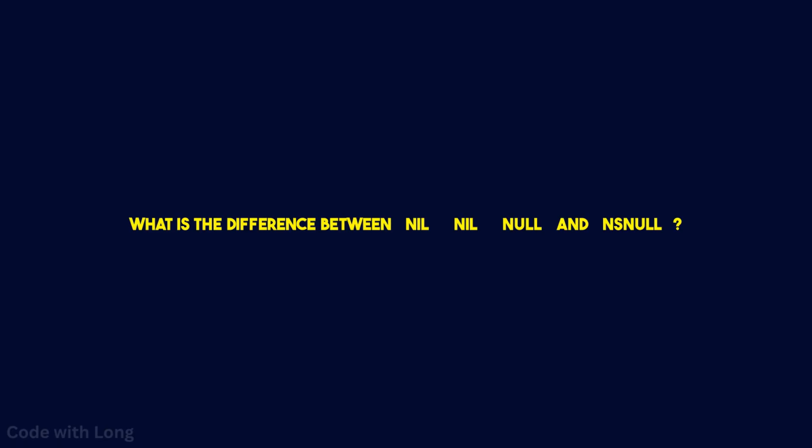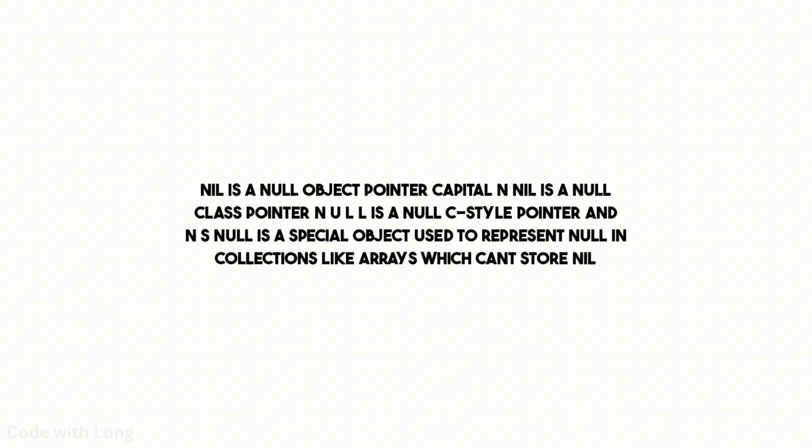What is the difference between nil, Nil, NULL and NSNull? nil is a null object pointer. Capital N Nil is a null class pointer. NULL is a null C-style pointer. And NSNull is a special object used to represent null in collections like arrays, which can't store nil.